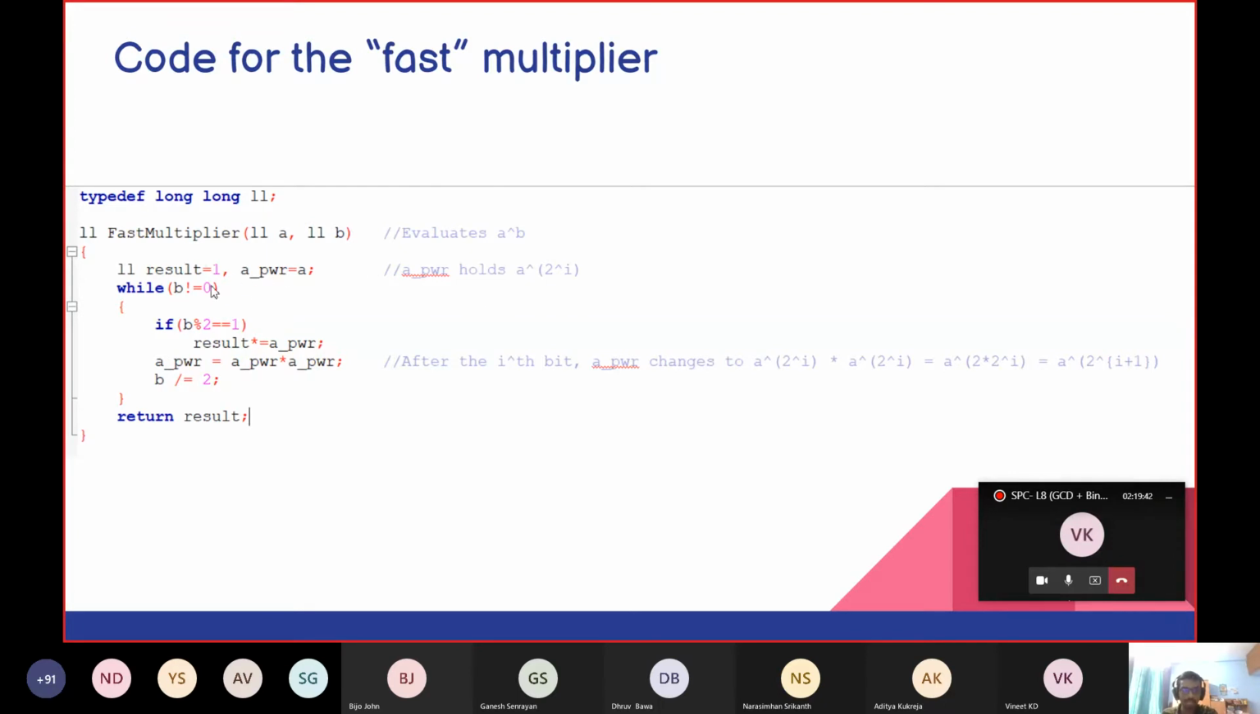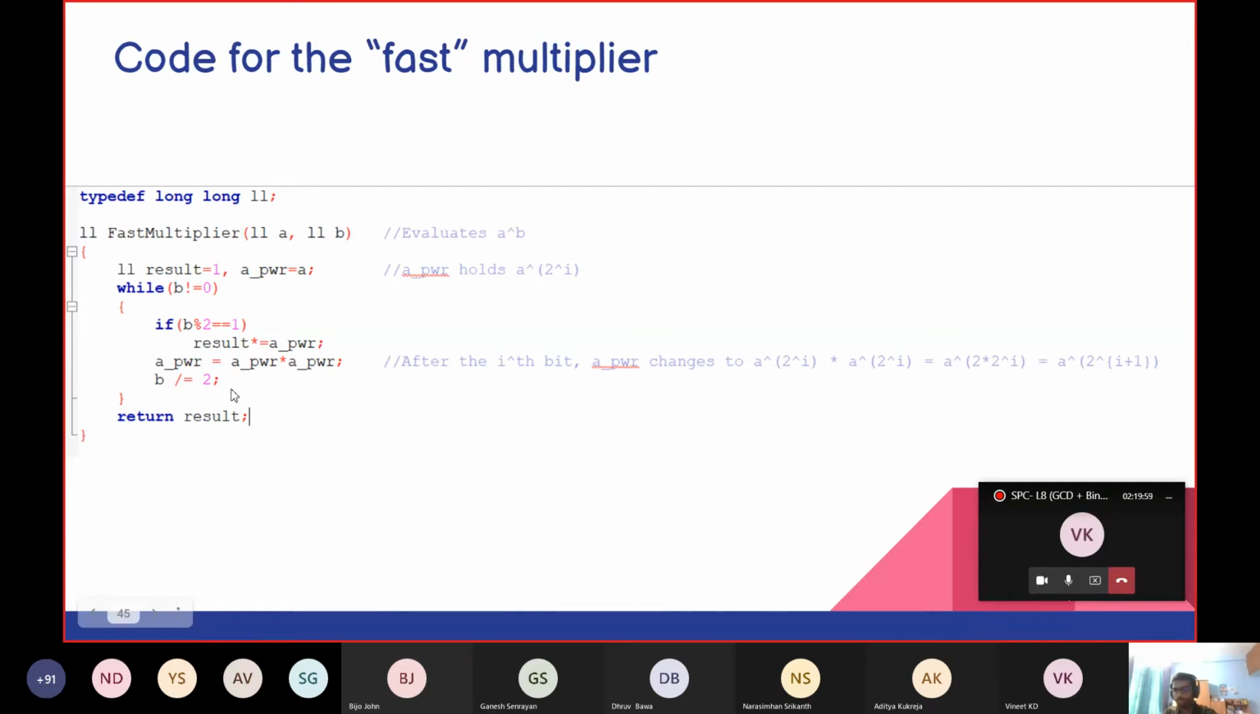I'm just using two variables, result, and the corresponding a power that I have to multiply. A power will hold a power 2 power i. If the last bit is 1, I'll multiply a power to the result, and then for the next bit I have to square a power, and then I cut off that bit from b, and finally I return result.